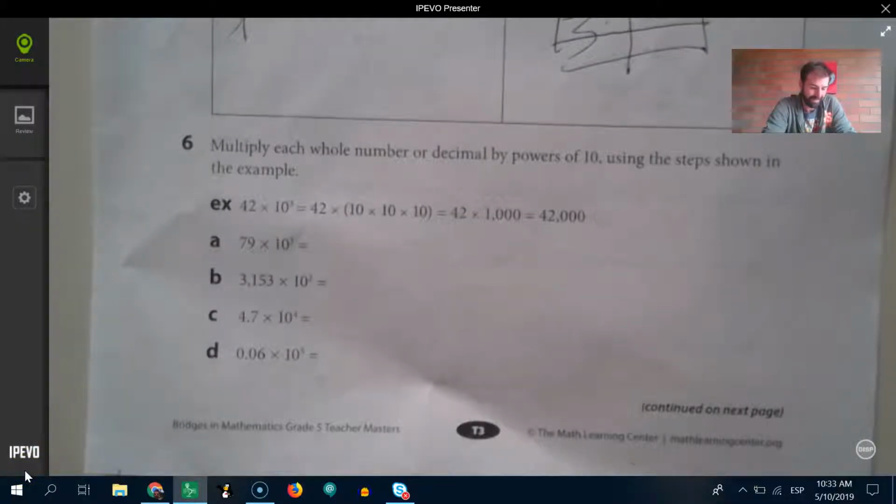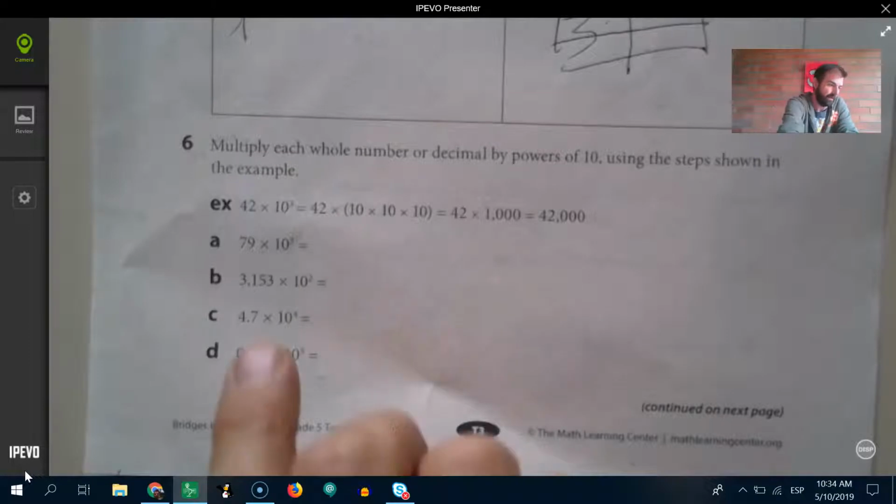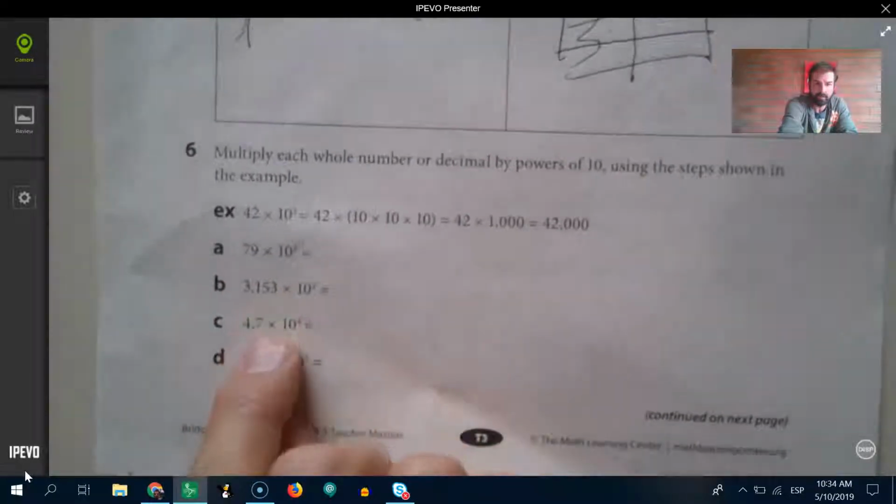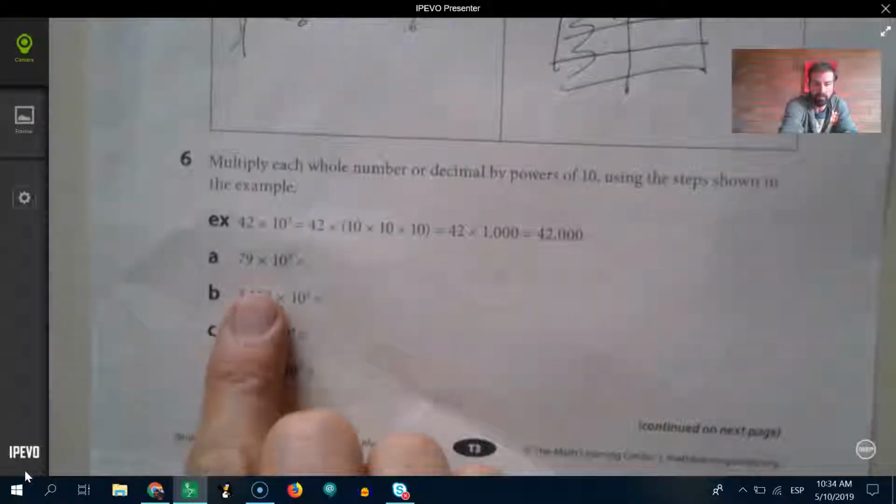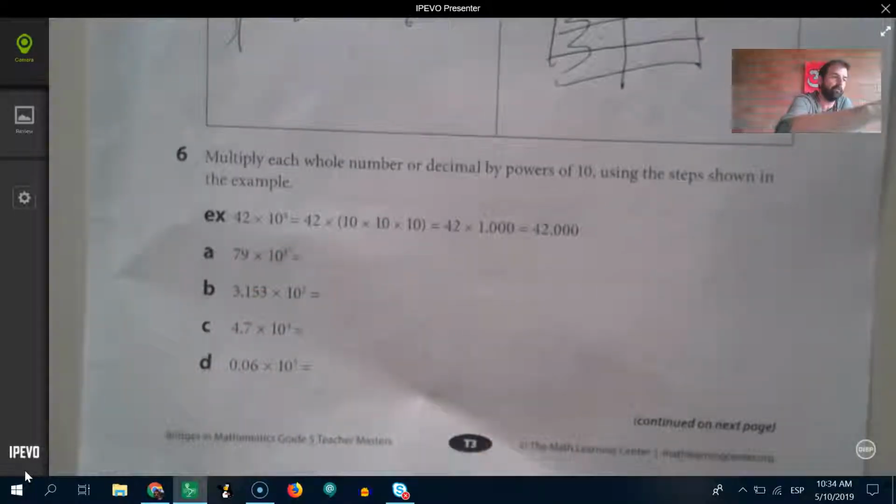This is number 6. 6 has 4 parts, A, B, C, D. 6A through D, we're trying to do two different things. It's saying, can you multiply and divide whole numbers and decimals by powers of 10? So I see my whole numbers and decimals. I see 2 decimals, 2 whole numbers, and here are my powers of 10.